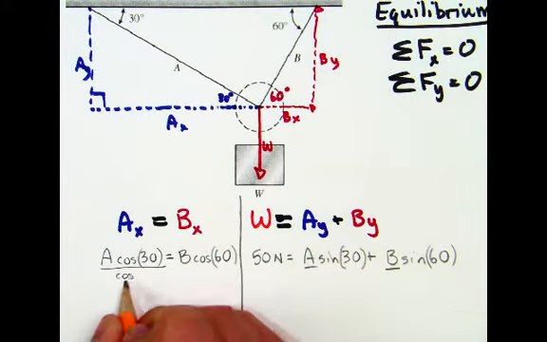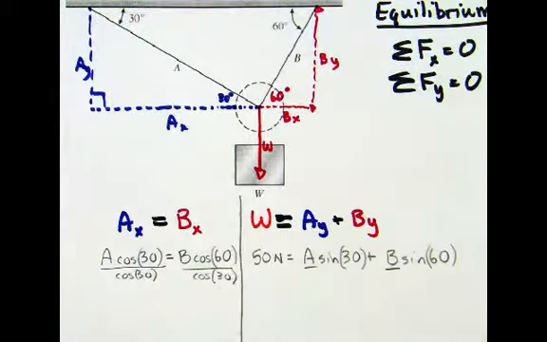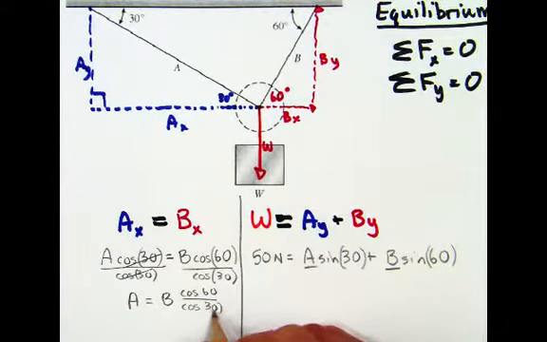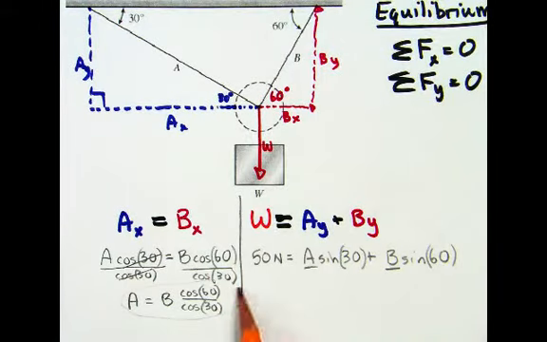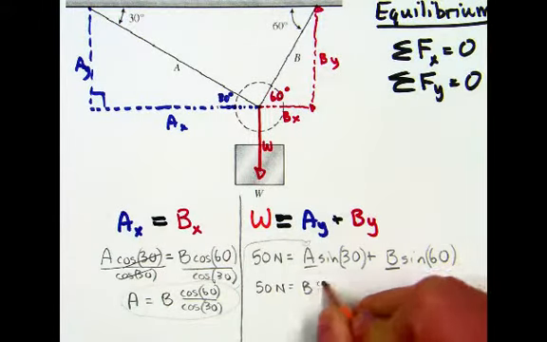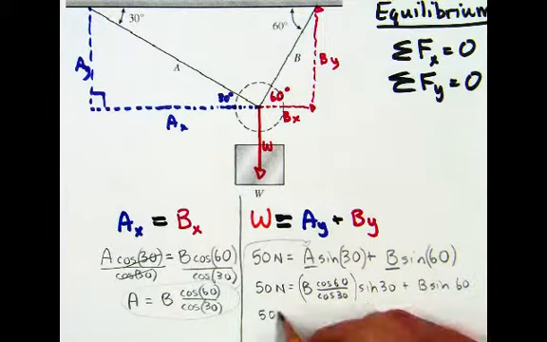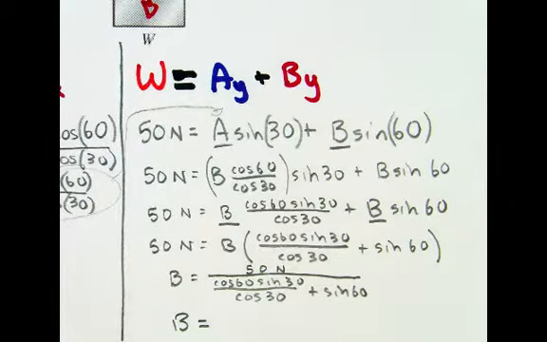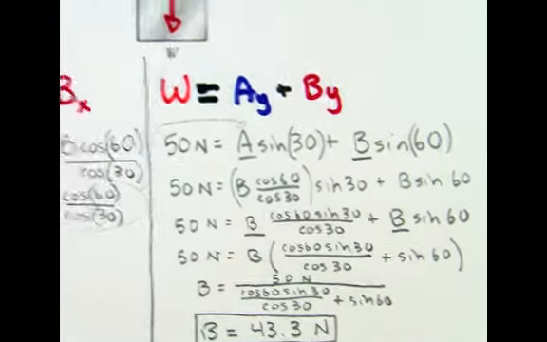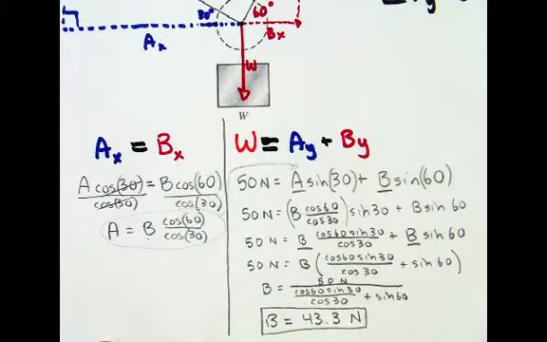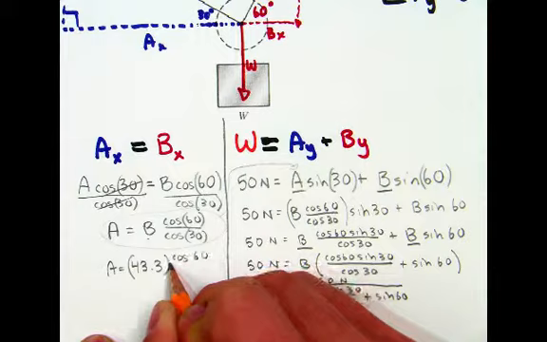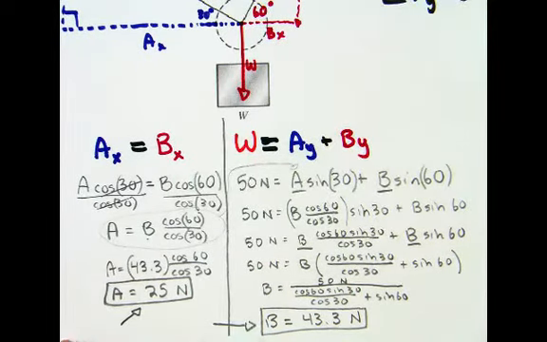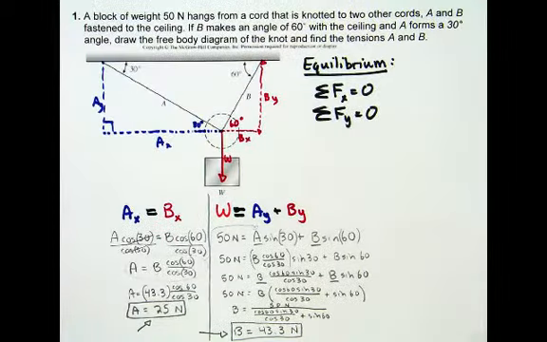This is just a simple system of equations in algebra. When you have two equations that talk about the same variables, all you need to do is solve for one of them and substitute that into the other equation. And when I solve for B, I'm going to wind up getting B is equal to 43.3 newtons. Now, with that B, all I need to do is go back into the other equation, plug that in for B, and I can solve for A as 25 newtons. So I've solved using the concept of equilibrium for A and B.